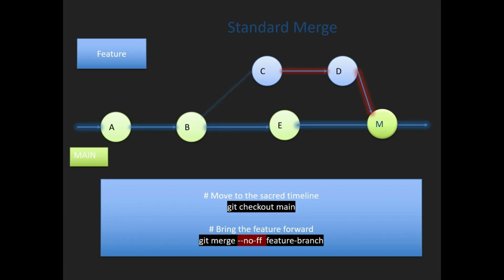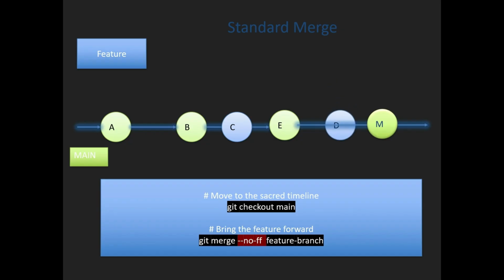where the latest changes will be included, and the commits of the C timeline and the D timeline will be stored in the standard merge respective to their commits. So this makes a huge number of commit histories in our main timeline, so we'll be getting n number of commit histories which are not really required.